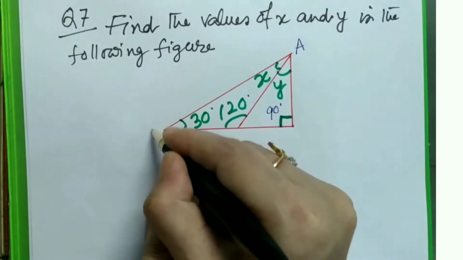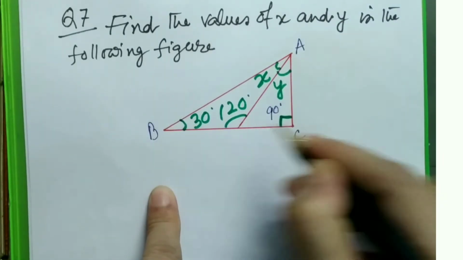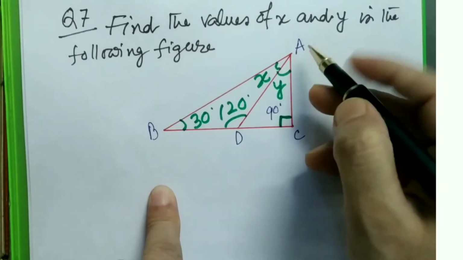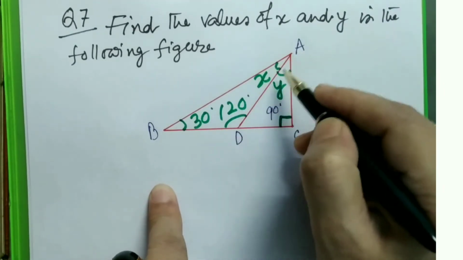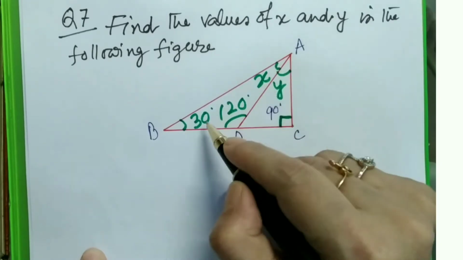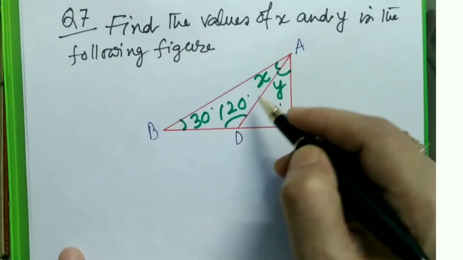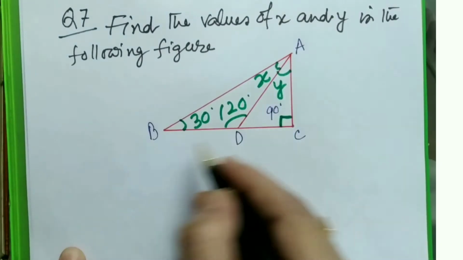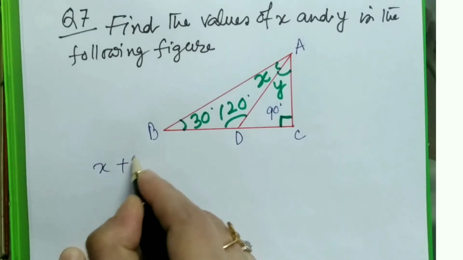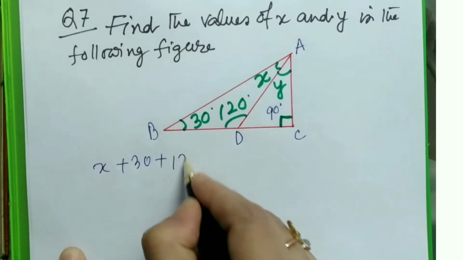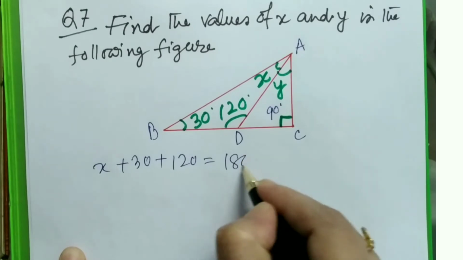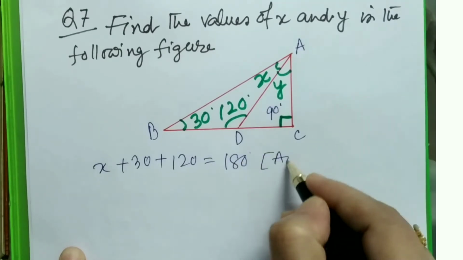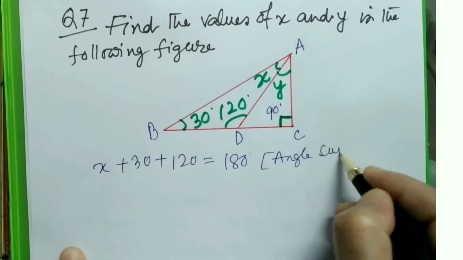Now let me name this triangle ABC and this point D. Now in this triangle ABD, we can write X plus 30 plus 120 is equal to 180 degrees by angle sum property. Yes, X plus 30 plus 120 is equal to 180. This is angle sum property.